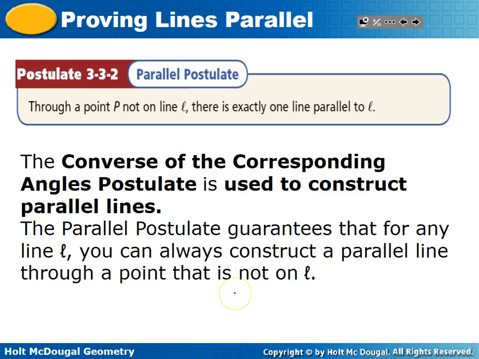This next one says through a point not on line L, there's exactly one line parallel to L. So that means I have a line up here, and I have a point off that line. There's really only one line that I could draw through that point that would be parallel. Then these two lines would be parallel. That's what the parallel postulate tells us.